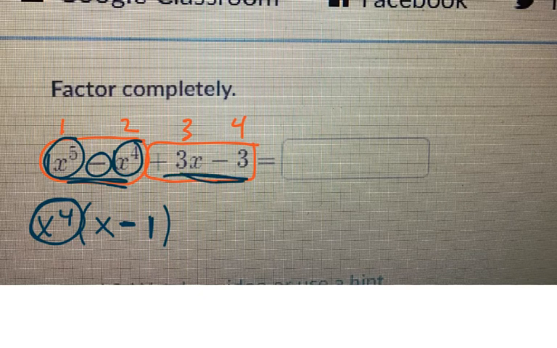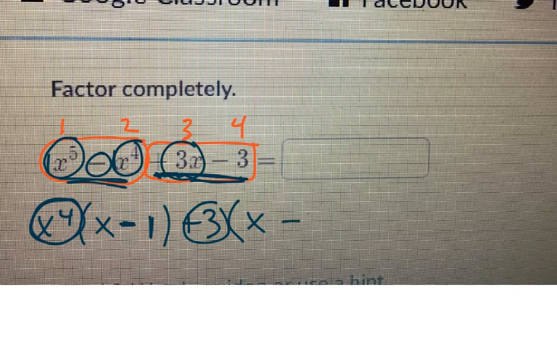Let's do our second group here. Notice they both have a positive 3 in them. Always go by the sign right there, by the way, guys. So x times 3 is 3x. Minus 1 times a positive 3 is negative 3.